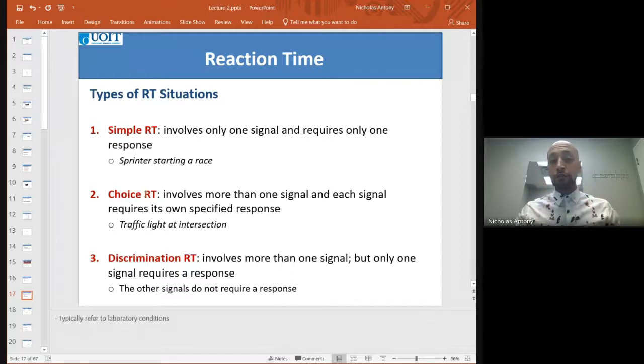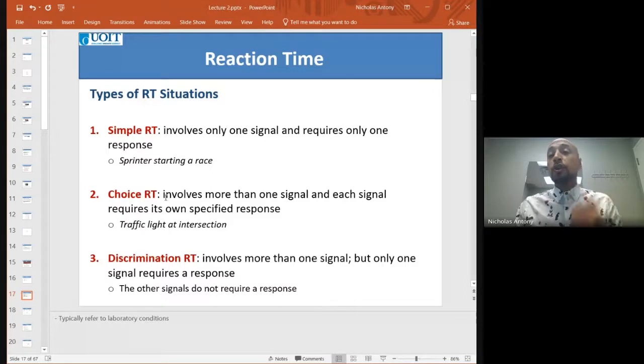Choice reaction time is when you have more than one signal and each requires a different response. An example would be a traffic light. You have 3 different lights: green, yellow, and red. Green means go, red is stop, yellow go faster, right? So now you have 3 choices.